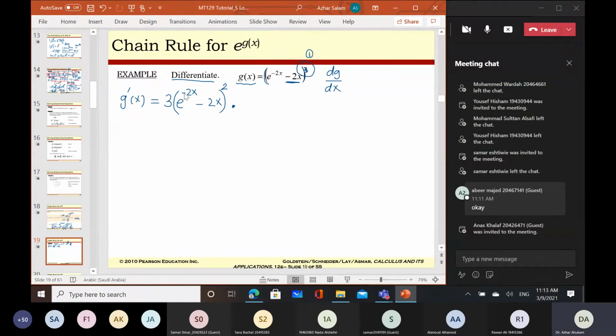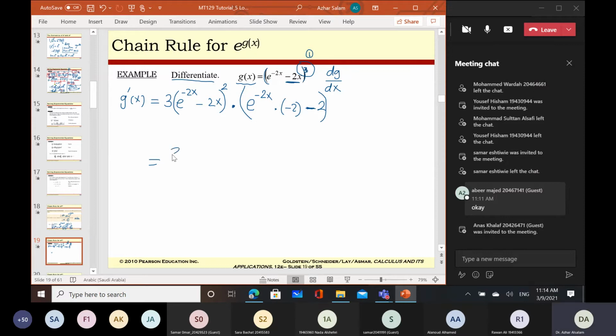I will start by differentiating the first term, which is e to the power minus 2x. The derivative of the exponential function is the exponential function itself. Then multiplied with the exponent differentiation, which is minus 2. Okay, this is the derivative of the exponential function and this is the derivative of the exponent. Then minus, I differentiate the second part inside, which is minus 2x. Minus 2, the derivative of 2x is 2, with the same sign. Okay. I can stop here and I can also simplify.